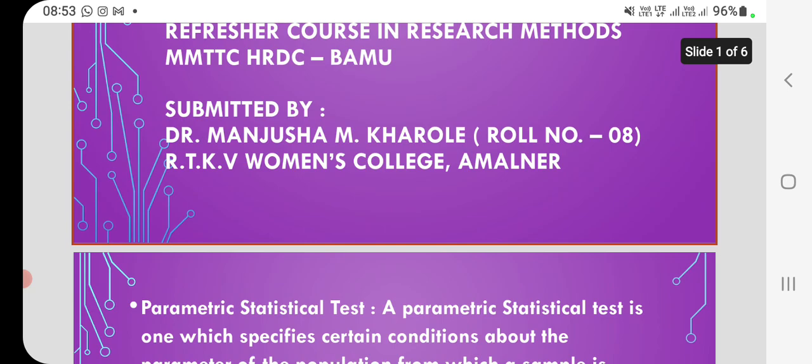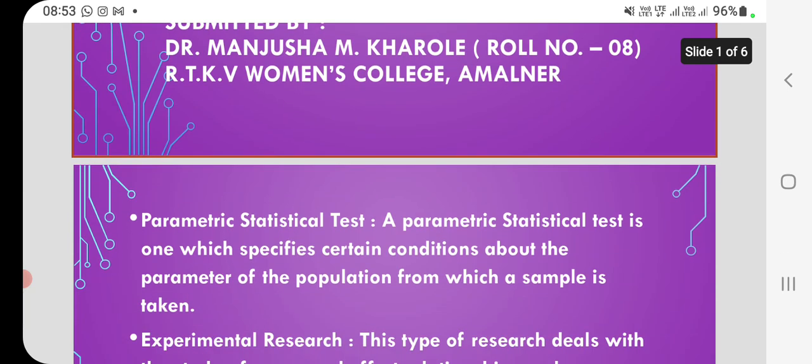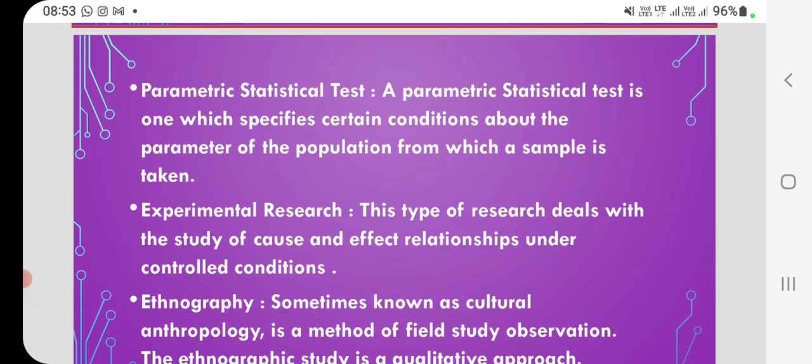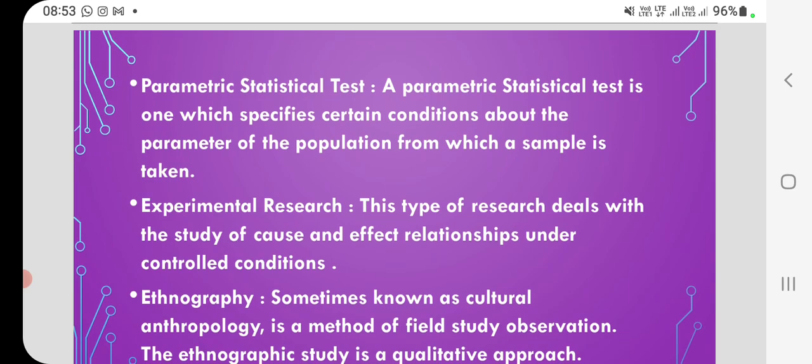We all know that research methods sometimes become very difficult to understand because the terms which are used in research methods are not very familiar to us. Therefore, I have chosen this topic to explain some important terms which are used in research methods.